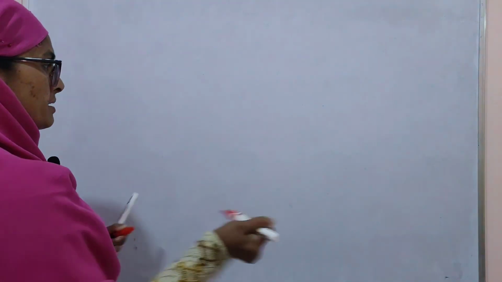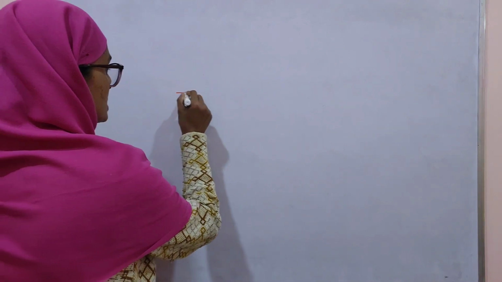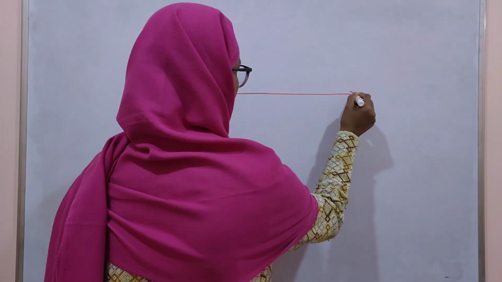Last class I discussed rational numbers, natural numbers, and whole numbers, and today I am going to discuss irrational numbers. How can you represent irrational numbers on the number line?